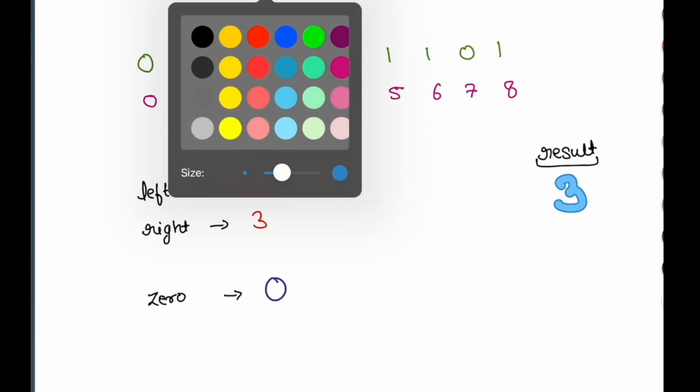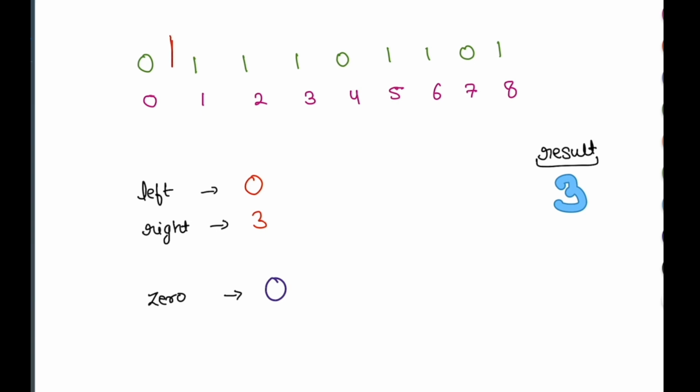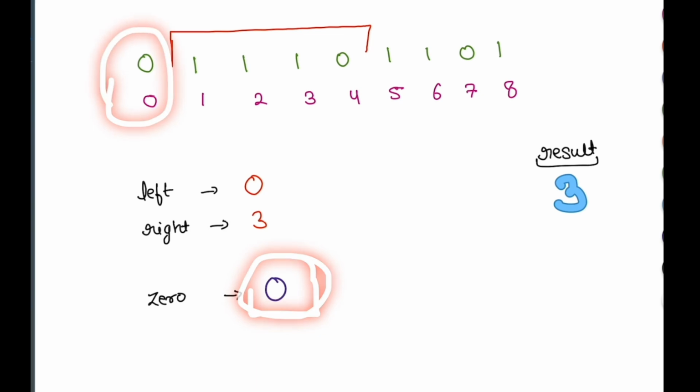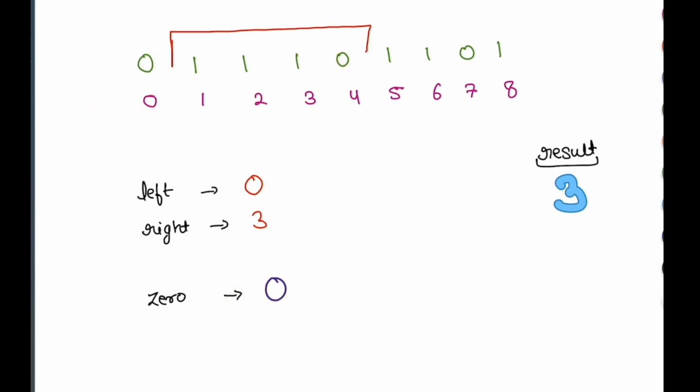Our left index is going to change and our window will become from index number 1 to index number 4. The reason is the last time we have seen a 0 is at index number 0, right? This was the last time we have seen a 0. Now again we see a 0. So this is our current window.